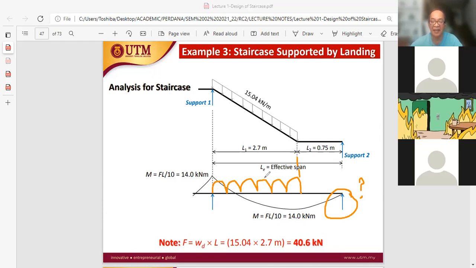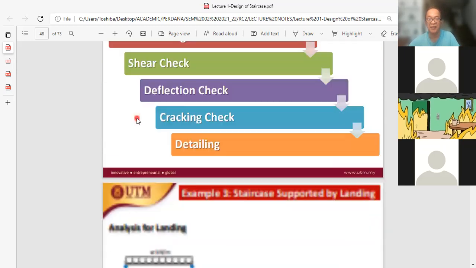And as we can see, this is the typical loading condition. F would be W1 times L1. That gives us the value of F. Then from there we get FL over 10, where L refers to the overall span, the effective span. So we get the total moment, negative and also positive. It's approximately 14 kilonewton meter per meter width of the staircase. Right? So if we look back at the reaction, the shear force.